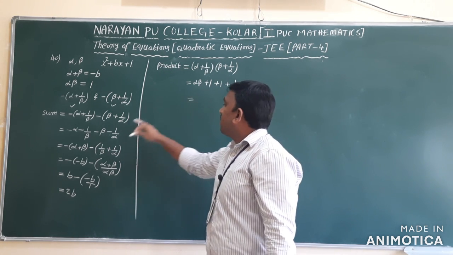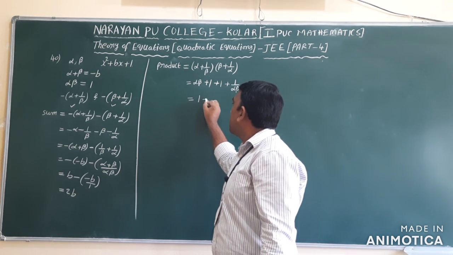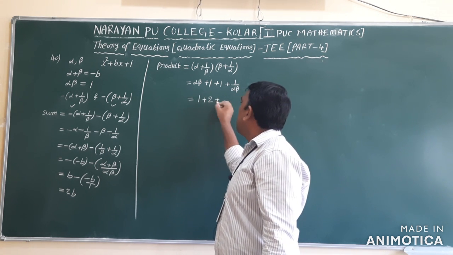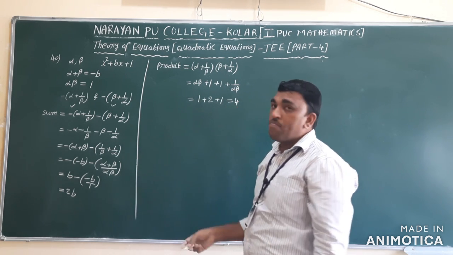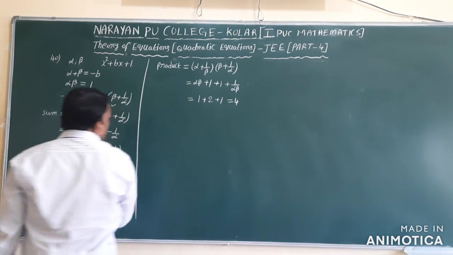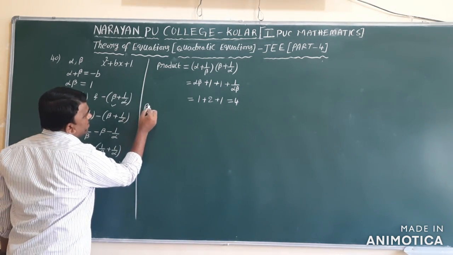Now alpha beta value we know it, that is 1. 1 plus 1 is 2 plus alpha beta is 1, 1 by 1 is 1. Totally it is 4. Product we know it and sum also we know it. Required quadratic equation.